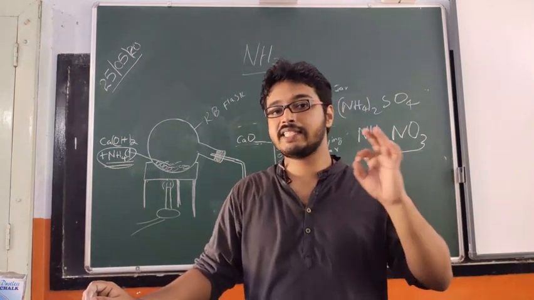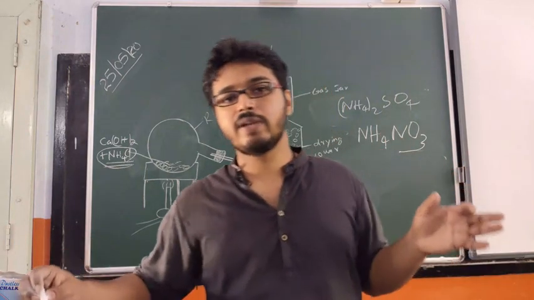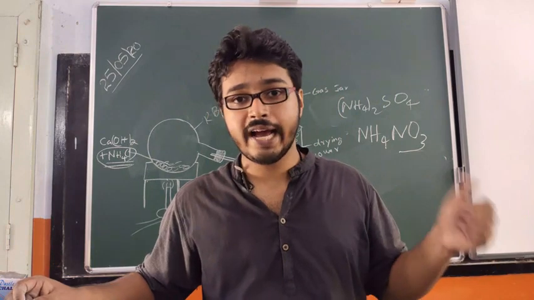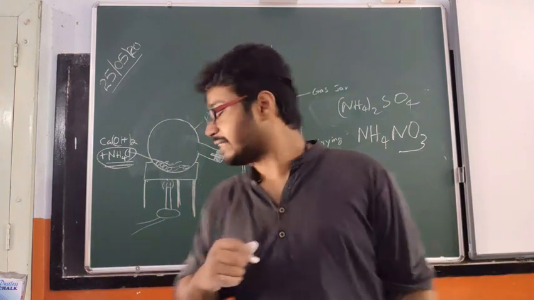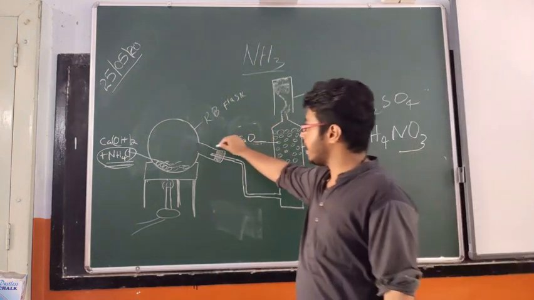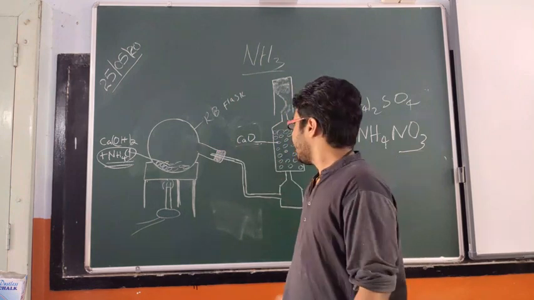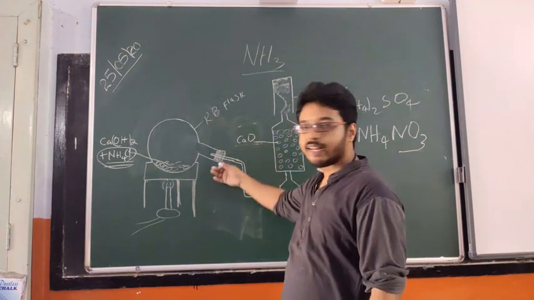The reason for the reactants I have discussed here. The reactants that we are using are ammonium chloride and calcium hydroxide. Now, the next important point is based on the position of the RB. The RB, or round bottom flask, is placed inclined.